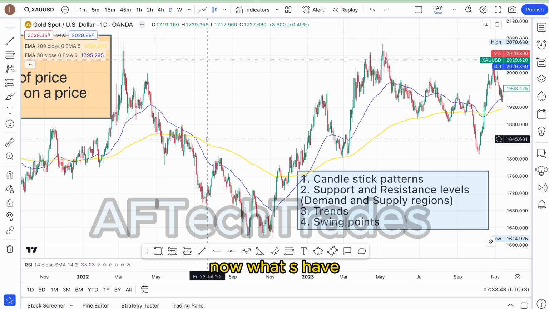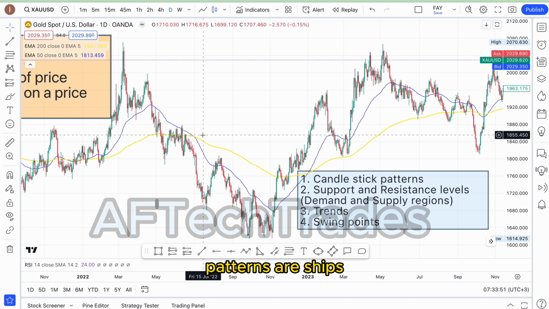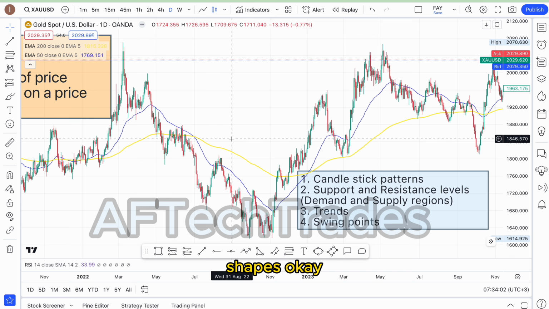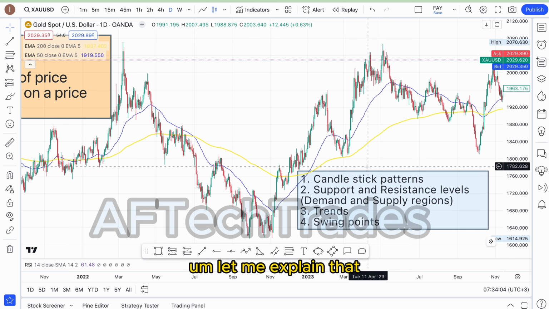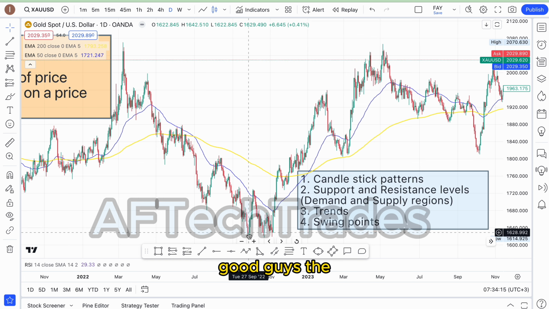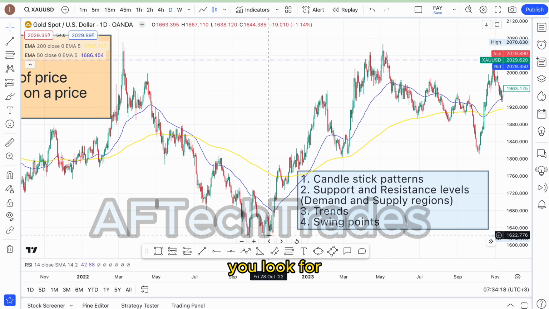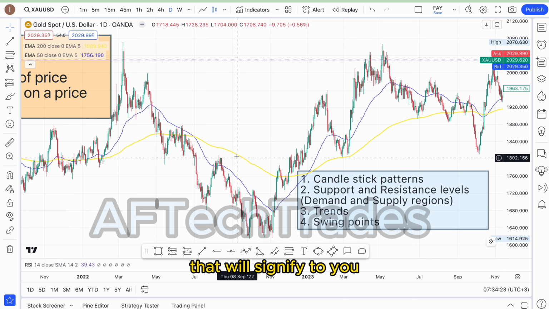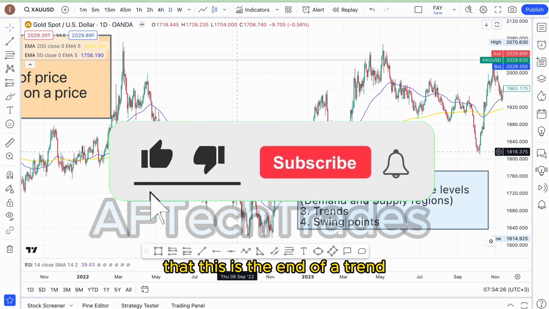Now what else have we? Candlestick patterns. Patterns are shapes. Candlestick shapes, that is, when candlesticks come together, what shape do they form? When you hear patterns, we are referring to shapes. Usually, we look out for candlestick patterns at the termination of a trend. When a trend is about to change, you look for a candlestick pattern that will signify to you that this is the end of a trend.